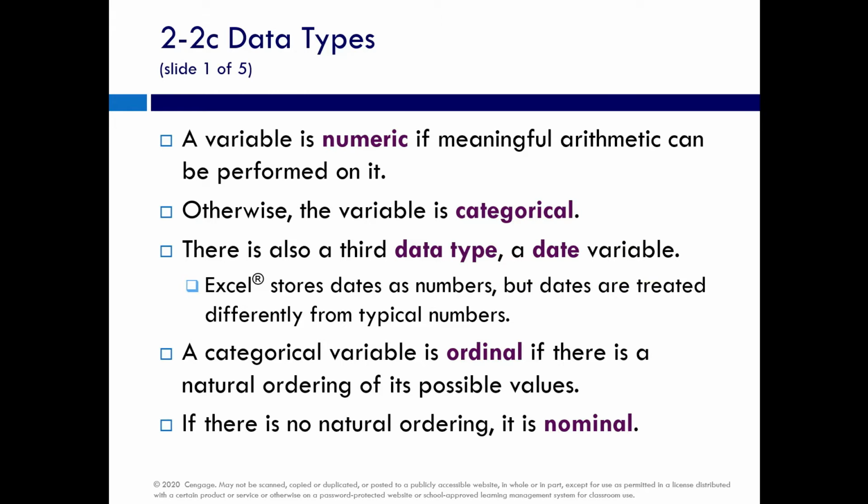Data types. A variable is numeric if meaningful arithmetic can be performed on it. Otherwise, the variable is categorical. There is a third type of data, date. Excel stores dates as numbers, but dates can be treated differently from numeric variables. A categorical variable is ordinal if there is a natural order of its possible values. If there is no natural ordering, it is nominal.